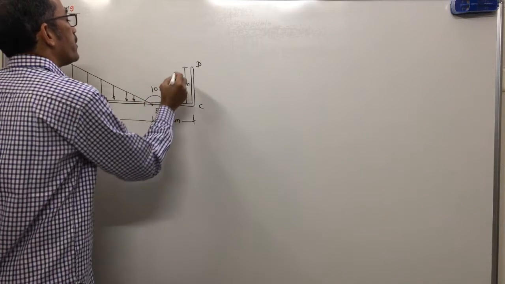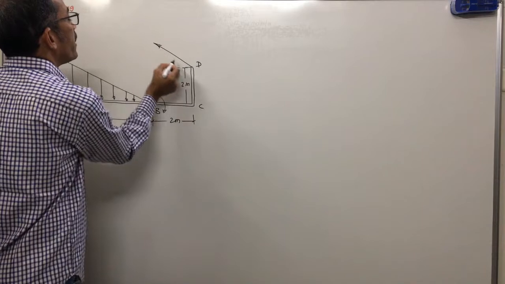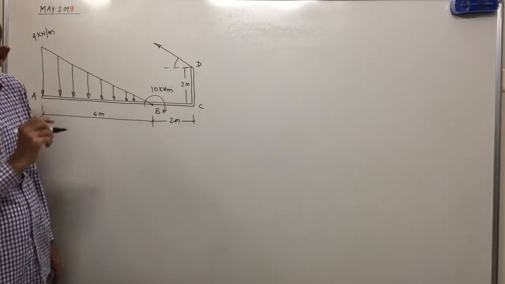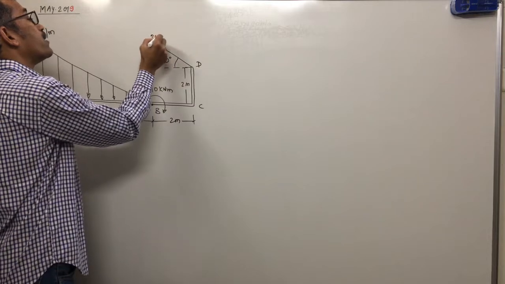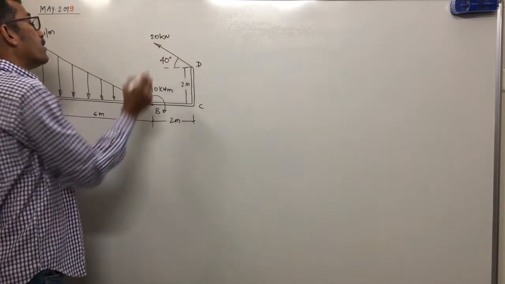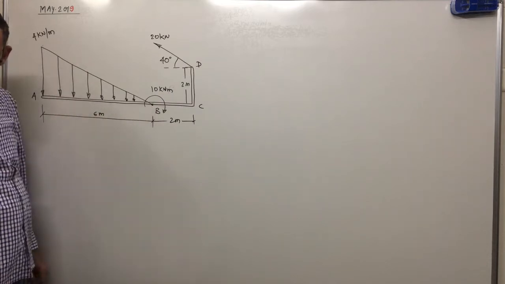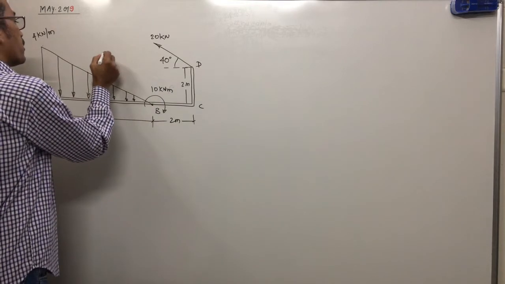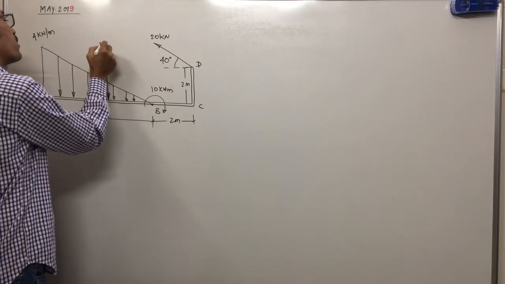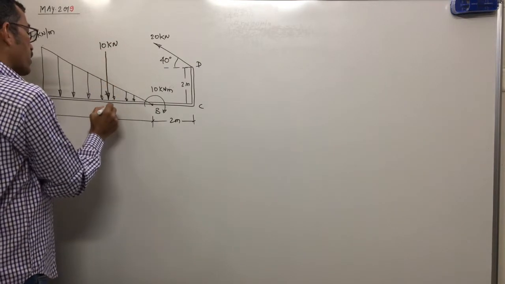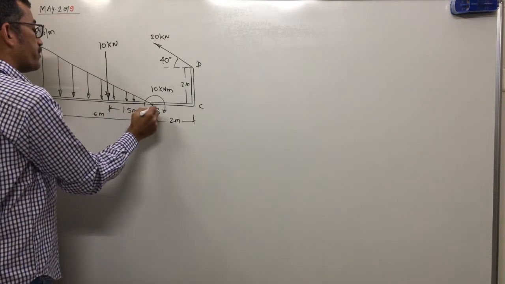Na, couple. At D one force is acting which is inclined. Inclined at what angle given? 40 degree and 20 kilonewton. There is one additional point load on the left side of B. How much? 10 kilonewton point load. At what distance? 1.5 meter from B.